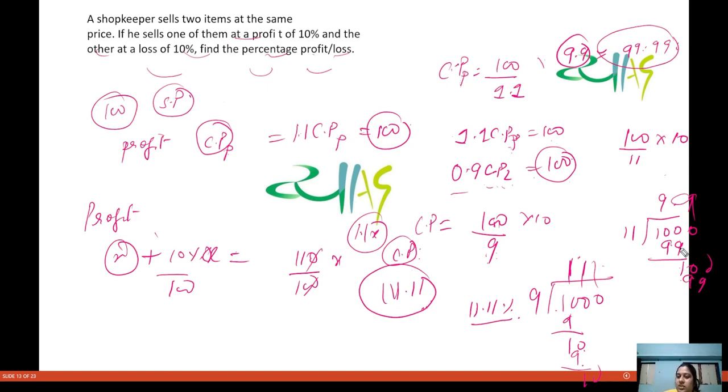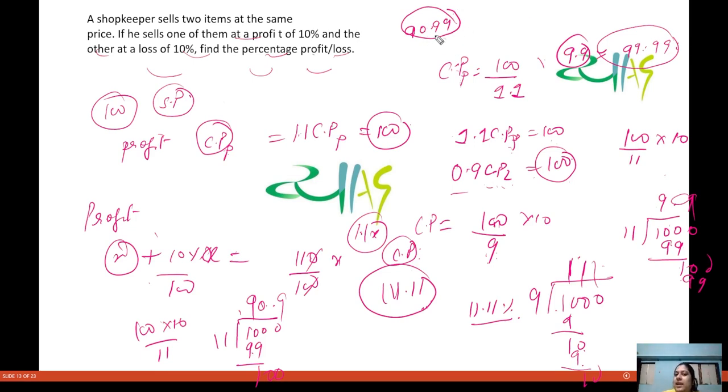Fine. And look at this. What is the profit cost price? This was 100 into 10 divided by 11. So let us calculate this once more. You have this 9, then you will get this 1, then you will get this 0. Again you put a 0 here, and then again 9. So this is 90.99, you will get here.